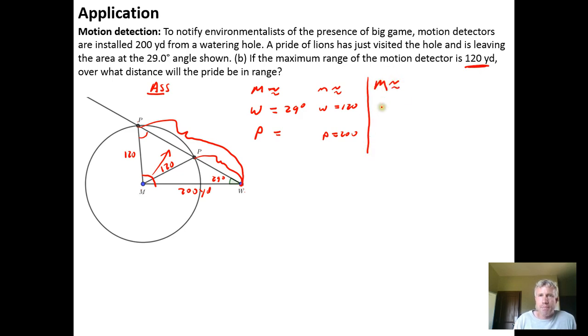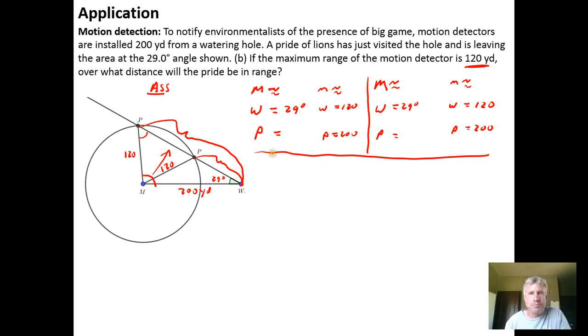So our angle m, our w, our p, our little m, our little w is going to be an approximation. And our little p is equal to 200, and little w is equal to 120. So we go ahead and solve the triangle. We'll start off by finding these two angles, because I know three pieces of information, I can use them to find the fourth. So we just start chugging through it.